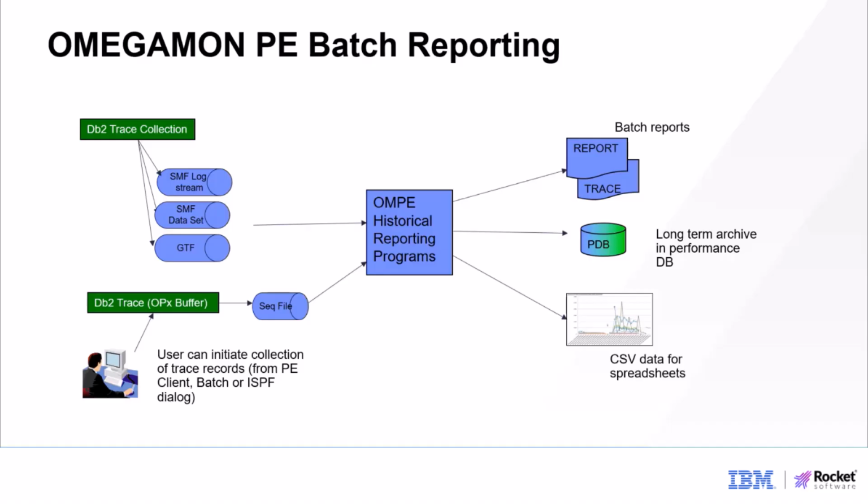Also, you may have potentially run some DB2 traces via OMEGAMON. Might have been through the PE client or through batch or ISPF dialogues. You may have started a specific SQL trace, as an example, for a particular application, and then you wrote that data out into a sequential file. That can also be used as an input into the batch reporting.